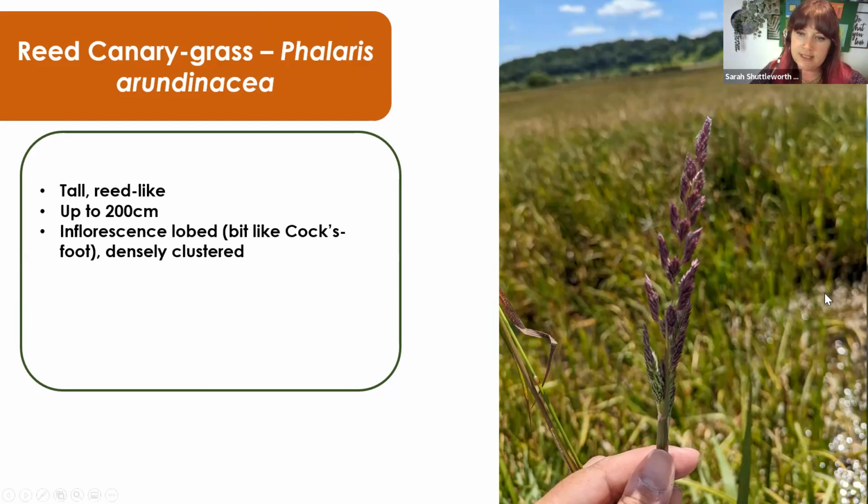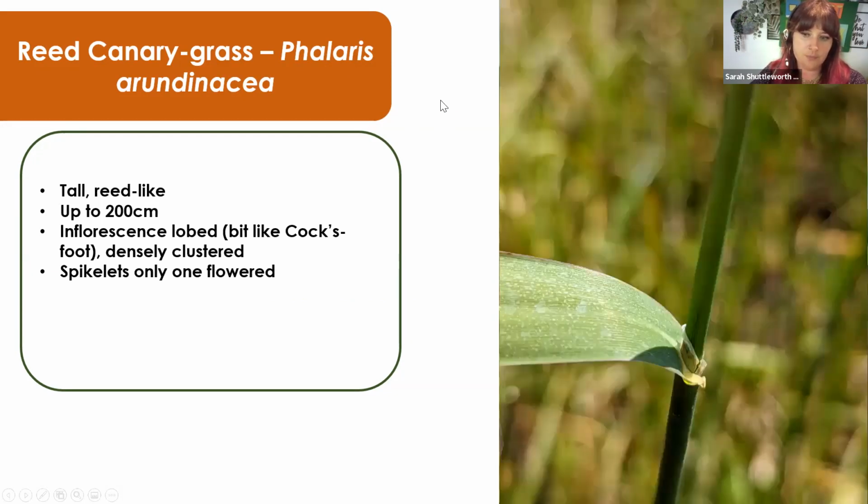The inflorescence itself is lobed, so it's a bit like cocksfoot in that sense, but just far more elongated, in these lobed clusters. And the spikelets themselves, if you were to pick them apart, have only got the one floret inside. But to be honest, there must be so many of them there to make this chunky grass flower head.